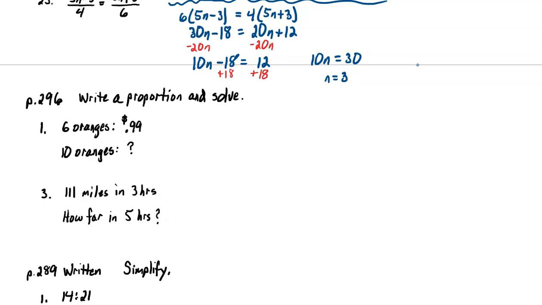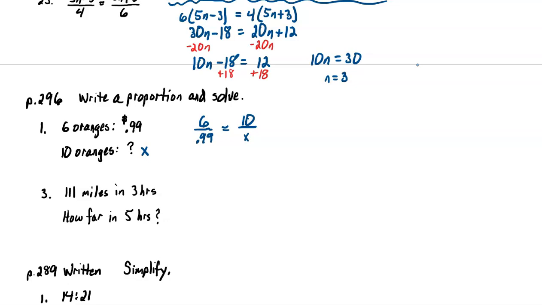You do this by choosing a variable to represent the unknown. I don't know the cost of the 10 oranges. Let's call that x. And then later on, if we figure out a number for x, we will have figured out the cost for 10 oranges. Now, take the given information and create a proportion from it. 6 oranges cost 99 cents. Now say equals, and say 10 oranges costs x.